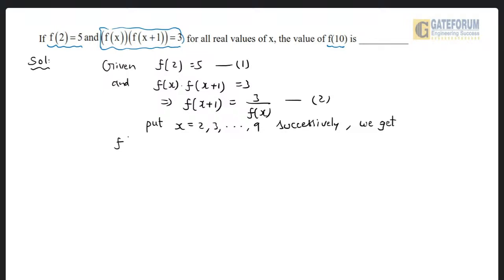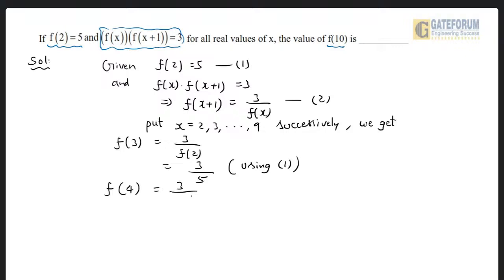f of 3 first. 3 divided by f of 2 is equal to 3 divided by f of 1, which is 5 using equation 1. Okay. Next, f of 4. By putting x is equal to 2, you will be getting 3 divided by f of 3, which is nothing but 3 divided by f of 3. Let us say this is equation 3, 3 by 5 using equation 3. So this is 3 into 5 by 3, which is equal to 5.